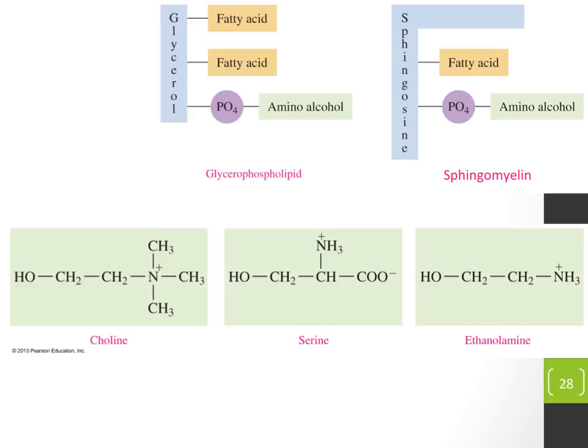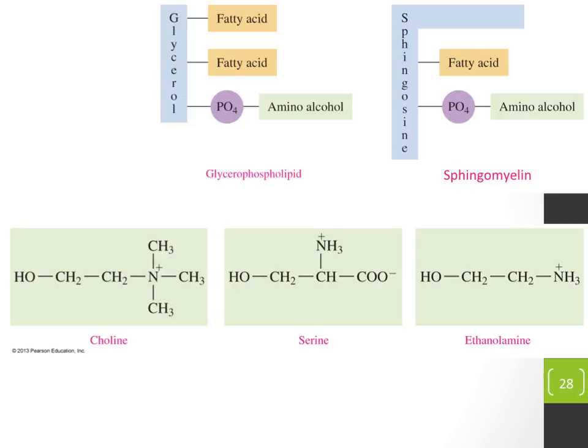Phospholipids, like the glycerophospholipid on the left or sphingomyelin on the right, contain an amino alcohol, which is a new compound we haven't discussed before. An amino alcohol is one of the three compounds shown along the bottom: choline, serine, or ethanolamine. Notice these compounds all have two things in common.